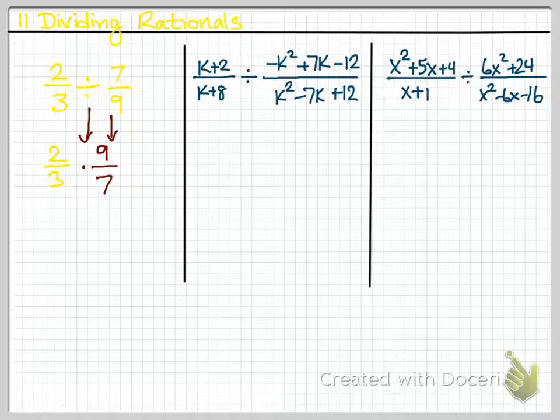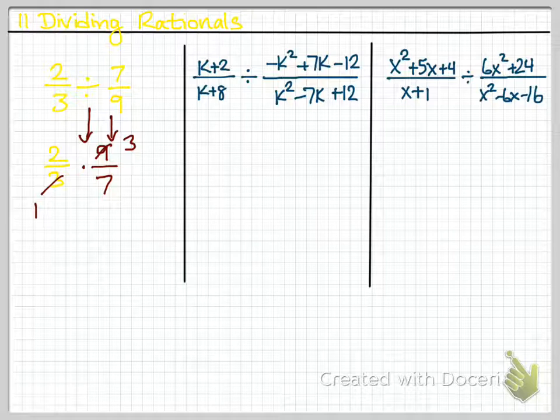So what we do is turn any division problem into a multiplication problem. And just like before, we can cancel out. If 3 and 9 are both divisible by 3, we divide them both by 3 and reduce our numbers so it's easier to work with. 2 times 3 will become 6, and 1 times 7 will become 7. So our answer to this is 6 over 7.